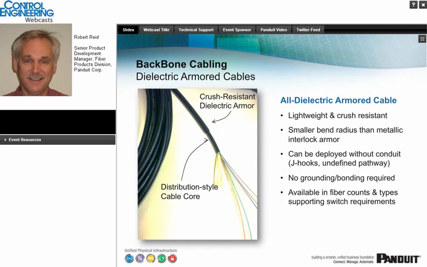So I can put this in a smaller bend. You can put it on J-hooks. You don't have to have a separate pathway because the conduit is on the cable pre-installed, single pass. It's a beautiful thing.